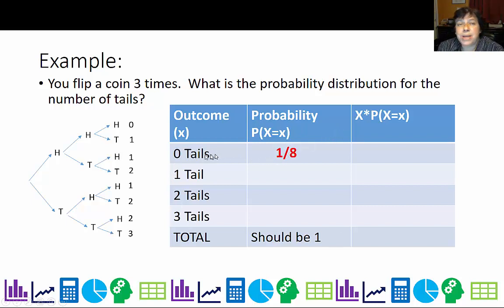So the probability of getting 0 tails is 1/8. And 1 tail is 3 outcomes out of 8. 2 tails is also 3 outcomes out of 8. And 3 tails is 1 out of 8. So the total should be 1. So how do we figure out the expected value from this table?